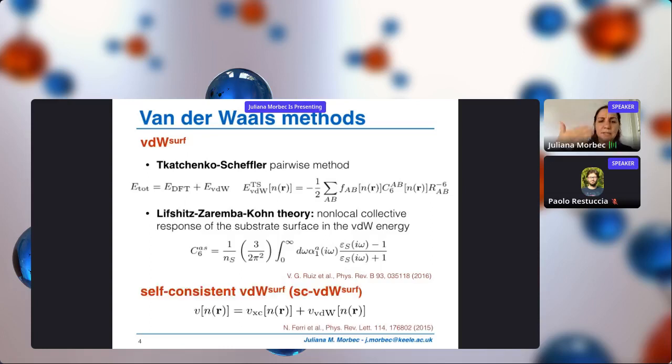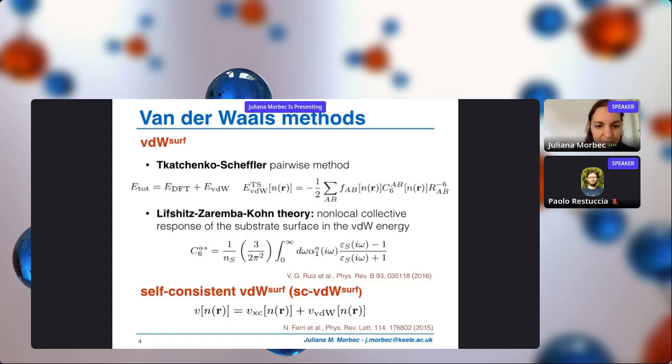You can also implement it self-consistently. Usually Van der Waals interactions are implemented as a correction at the end of the calculation. So you don't include Van der Waals interactions, for example, when you are doing calculations of density of states or charge density. But when you use self-consistent Van der Waals interactions, you include Van der Waals in each of the self-consistent steps of the density functional theory calculation. And so you can later have Van der Waals included also when you are computing, for example, density of states or charge density.